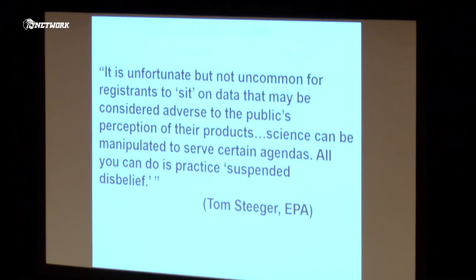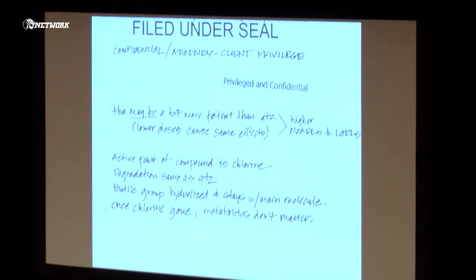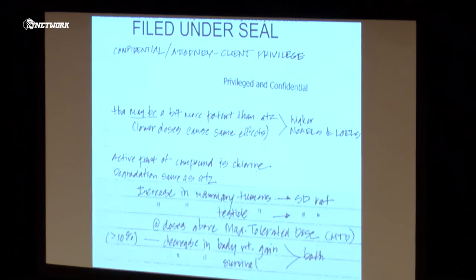Here's one of the things that the company wrote down in their secret documents. They wrote, TBA may be a bit more potent than atrazine. So one, they're admitting that atrazine's bad. TBA may be a bit more potent than atrazine. Lower doses cause the same effects. They wrote active part of compound as chlorine, degradation same as atrazine. They went on to write that it increases mammary tumors and testicular tumors. I'm not telling you that. These are the company's notes in one of their Tyrone meetings. They wrote that down.